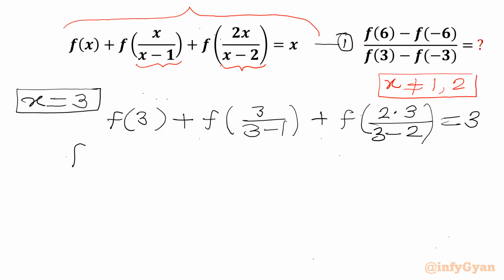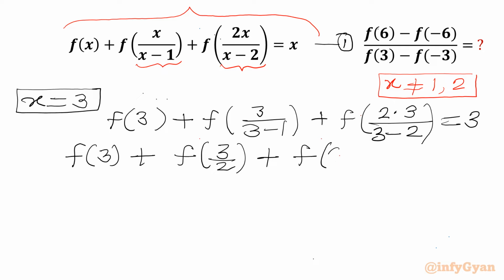Let's simplify. I will get f(3) + f(3/2) + f(6/1), so f(6), equal to 3. I will call this equation number 2. Now we have f(3/2) here.